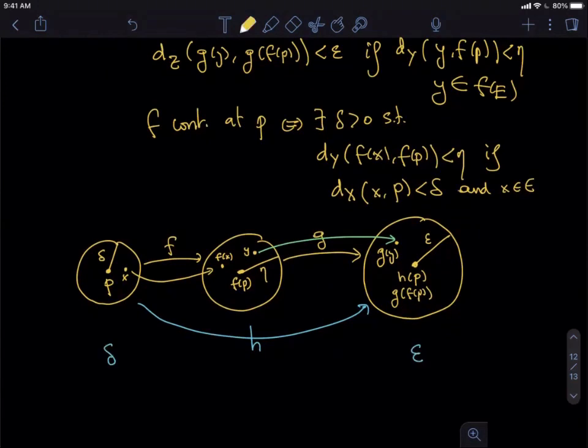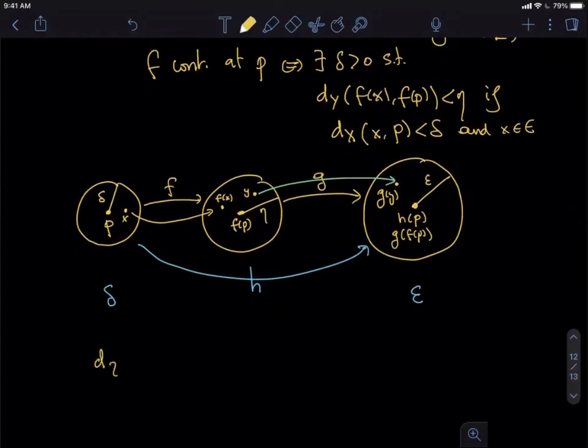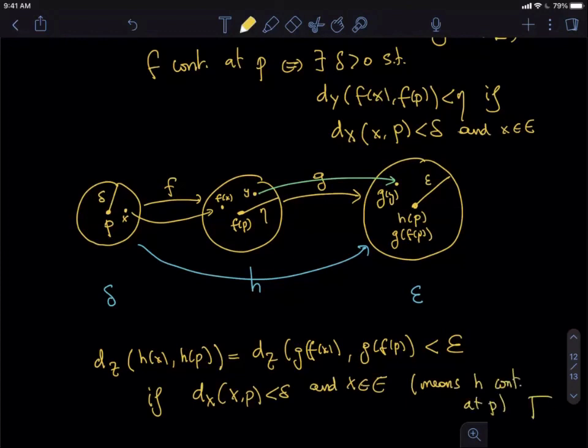And we have our definition with the epsilon and delta. And just to finish the proof, what we have shown is that the distance between h of x and h of p in Z, which is the distance of g of f of x, comma, g of f of p, is less than epsilon if d(x, p) is less than delta and x is in E. This is what we have shown, and that means that h is continuous at p, which is what we wanted, and the proof is done.